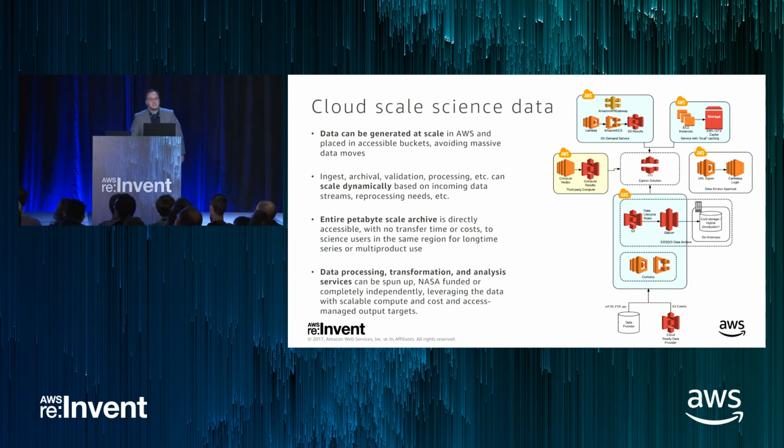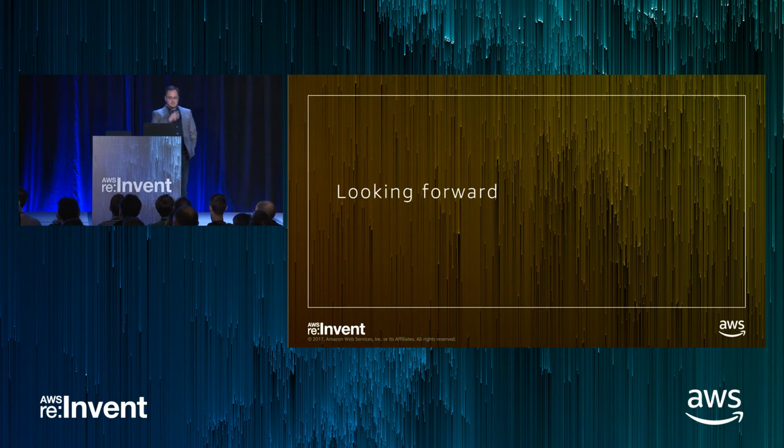And lastly, we get to data processing, transformation, and analysis services. With the archive available, we can begin to spin up services on top of this, whether they're NASA funded, third party, commercial, whatever. People can bring services up, do the processing, do the transformation, do whatever they're looking to do, and then spin it all back down when they're done. So we get here.